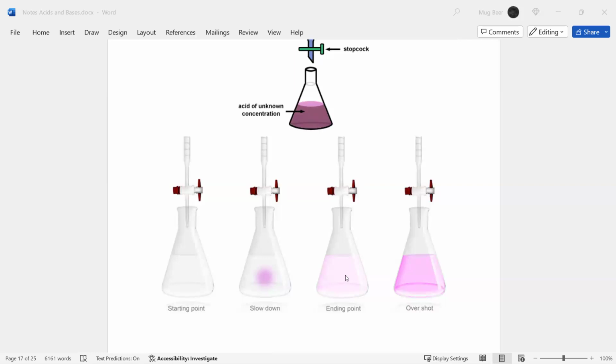The whole solution is barely pink. And this one over here, we've gone too far. So when we get to this spot, we can slow down and then start adding drops a little bit more slowly. That way we don't get to this, we just get to this.